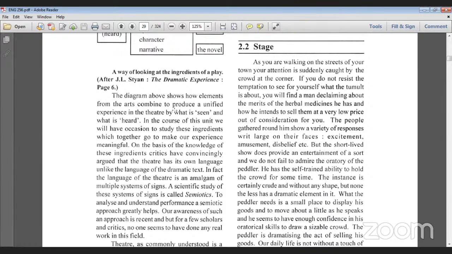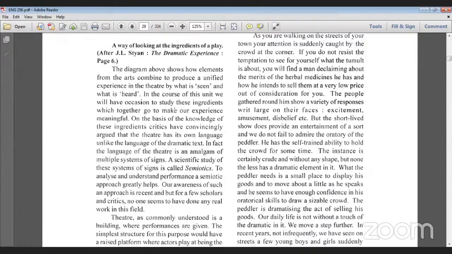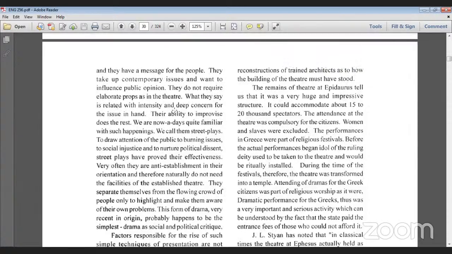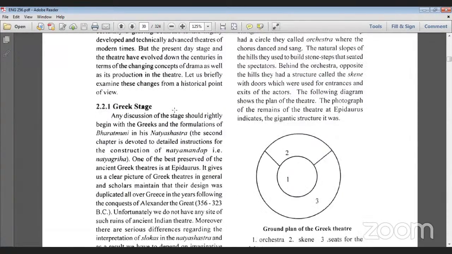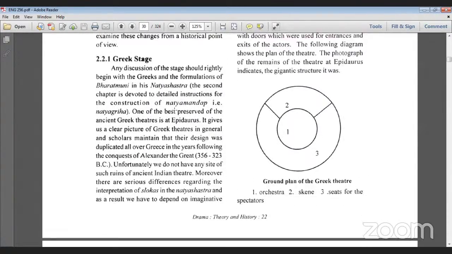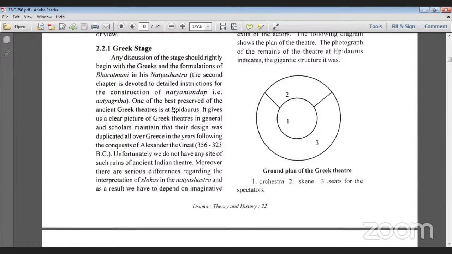First of all, what is a stage? You can see in 2.2: as you are walking on the streets of your town, your attention is suddenly caught by a crowd at a corner. You can read this part on your own, and we will go directly to the Greek stage, which is important from your exam point of view.